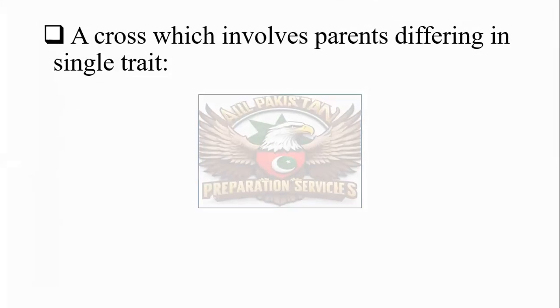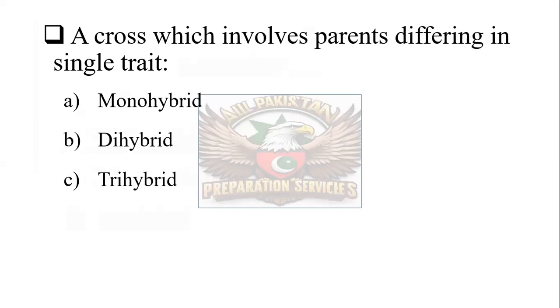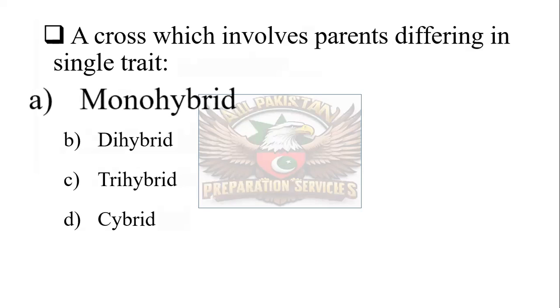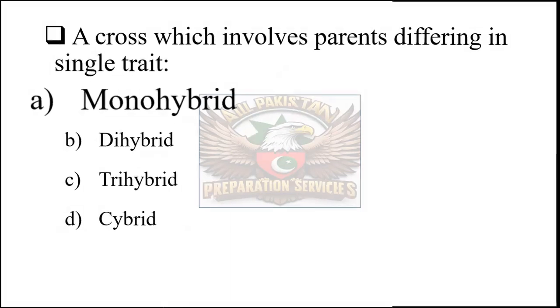Next question is, a cross which involves parents different in a single trait is called monohybrid, dihybrid, trihybrid, or cybrid? The correct one is monohybrid. A cross in which parents differ in a single trait is known as monohybrid.